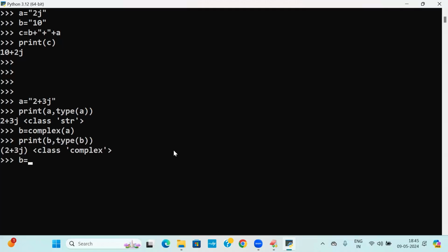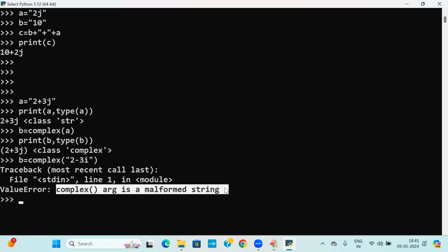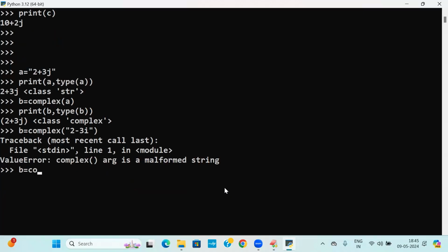By mistake, if you write B is equal to complex of 2 minus 3i, there is an error. Why error? In complex there was no symbol called i; there was a symbol called j. So see the answer: ValueError, cannot convert. Now B is equal to, last and final, complex of double quotes minus 2 minus 3.4j. Print the value of B. See, this is the value which is printed. Are you able to follow?